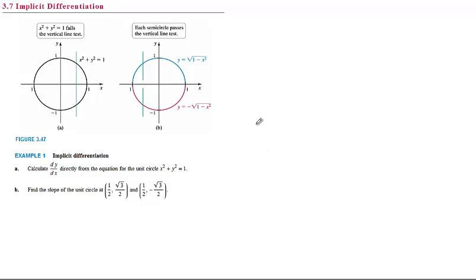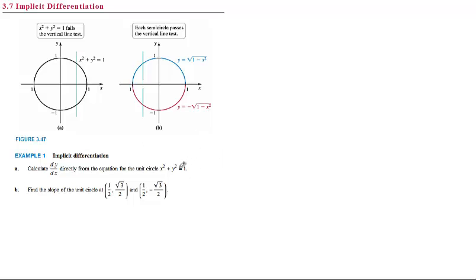Section 3.7 deals with equations that aren't necessarily functions. The unit circle is something that we use very commonly, and yet it's not a function. We're going to learn how to take the derivative so that we look at this equation in pieces. And this is going to be called implicit differentiation.